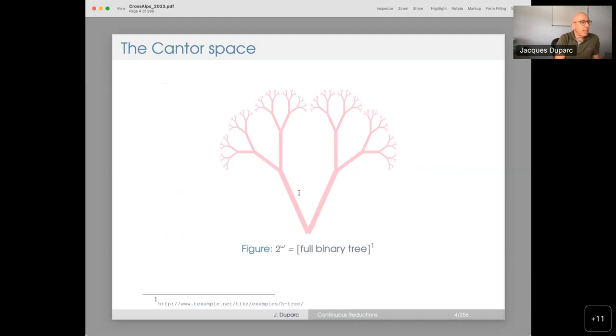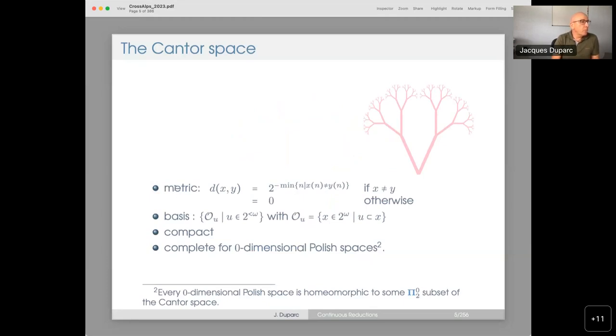Most of the things I will say are well known by some of you, and they may seem trivial, but this is the Cantor space. This is the full binary tree equipped with the following topology induced by this metric. The distance between two infinite sequences of zeros and ones is 2 to the minus n, where n is the first integer such that the sequences x and y differ, and otherwise it's zero. So this metric yields the following basis. O of u, a basic open set induced by a finite sequence of zeros and ones u, is just the set of all infinite sequences of zeros and ones that extend my finite sequence u.